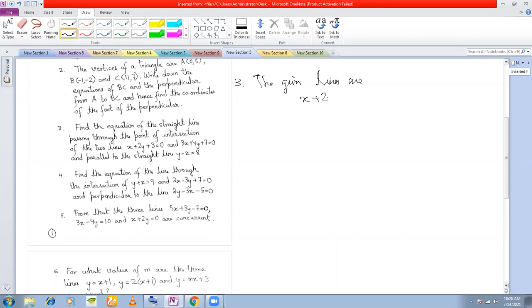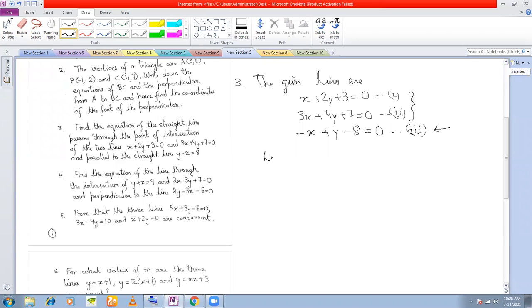x plus 2y plus 3 is equal to 0. Call this 1. And 3x plus 4y plus 7 is equal to 0. And you have y minus x, let's write it in the general form here also. Let's write the x first. So minus x plus y minus 8 is equal to 0. It's equation number 3. Now you need to find an equation which passes through the point of intersection of 1 and 2 and which is also parallel to this line.